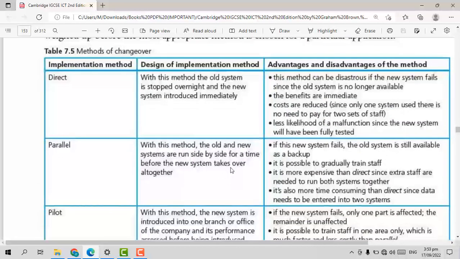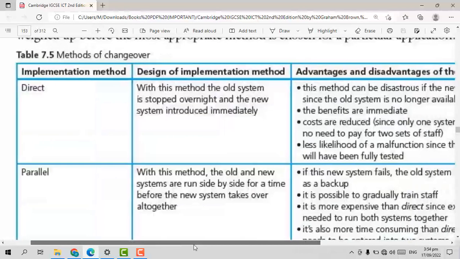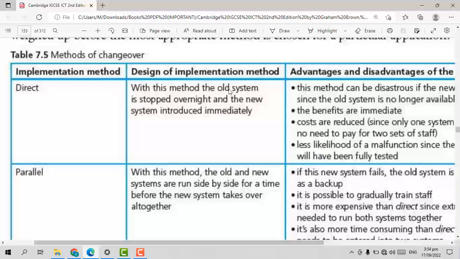Now we want to implement it, but we're not going to just say, let's do it, right? We have to decide on which method we're going to use. Okay, now let's assume that we're going to change from the old system to the new system using the direct changeover implementation method, right? Now, what is direct? With this method, the old system is stopped overnight and the new system introduced immediately.